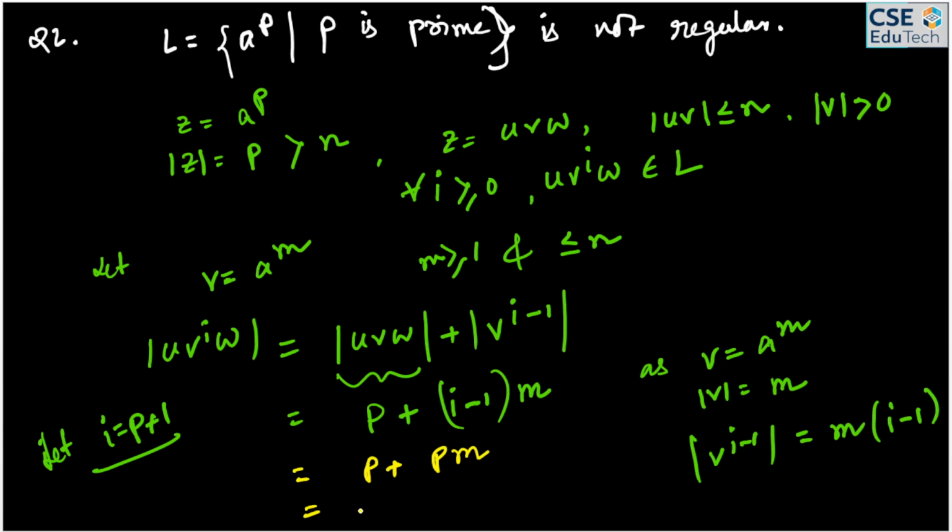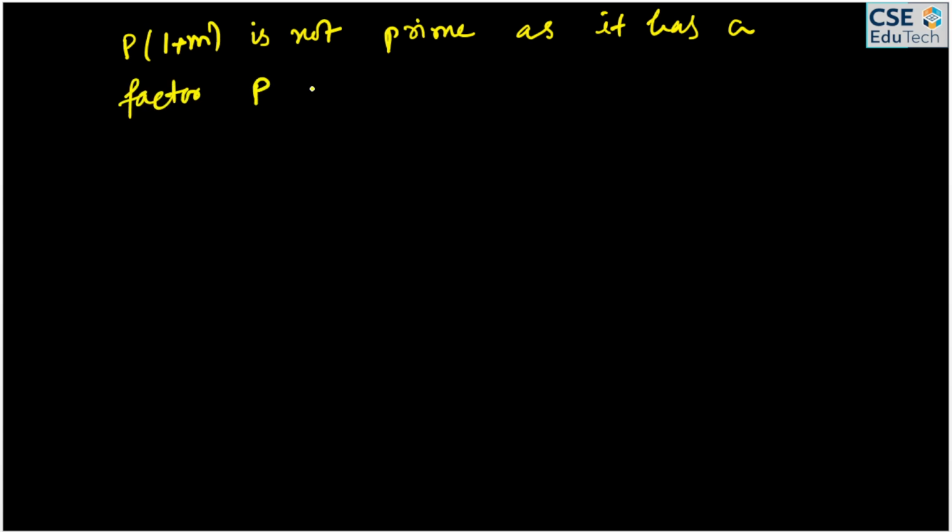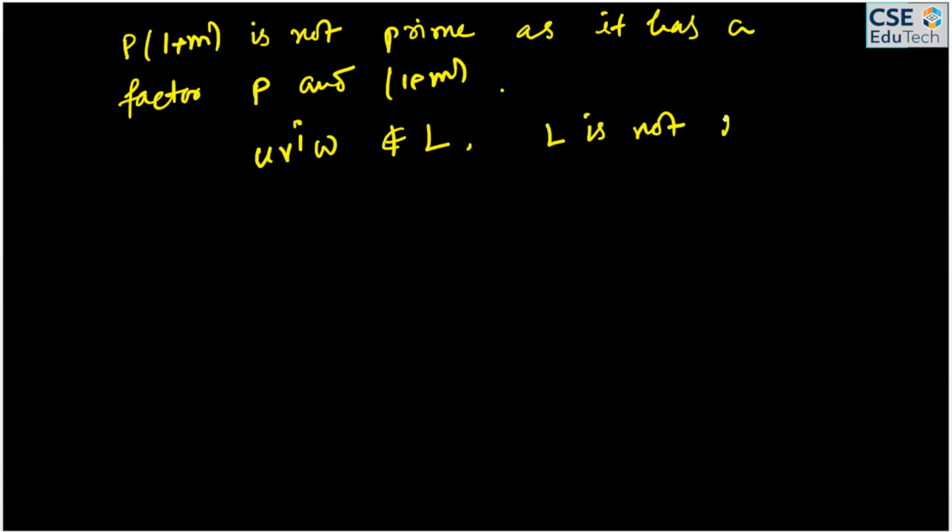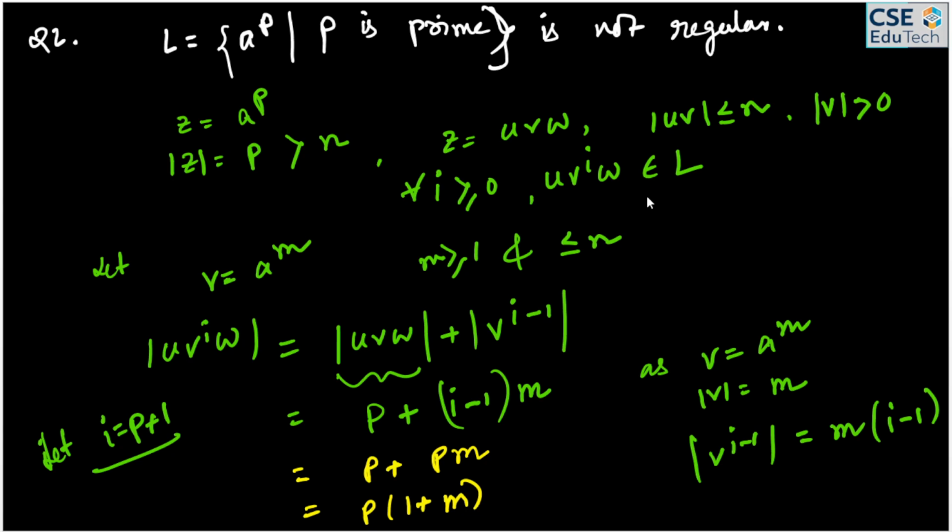of M. Now we take p common, so p times (1 plus M). Now this should be prime, but p multiplied by (1 plus M) is not a prime. So we can write that p(1 plus M) is not prime. Why? As it has factors p and (1 plus M). So we can say that u v^I w does not belong to language L, and hence L is not regular. So we prove that it is not regular.